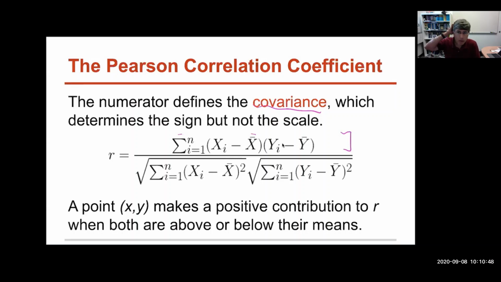Any questions about what the Pearson correlation coefficient is? Why do we call it the Pearson correlation coefficient? Question, first, was there a question?